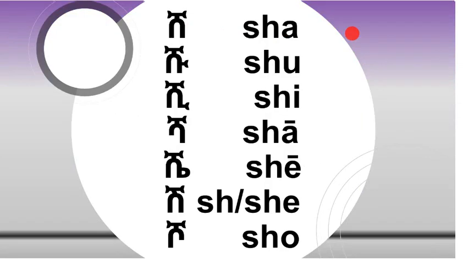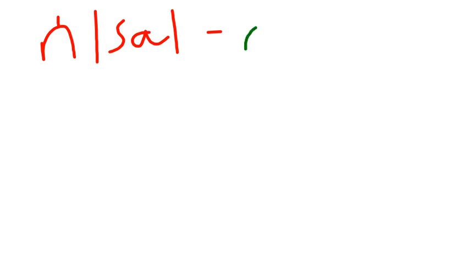Sha, Shu, Shi, Sha, She, Shi, Sho. This is originated from one of the main consonants of the Ge'ez alphabet, Sa. Now, by adding a horizontal line above Sa, it became Sha.